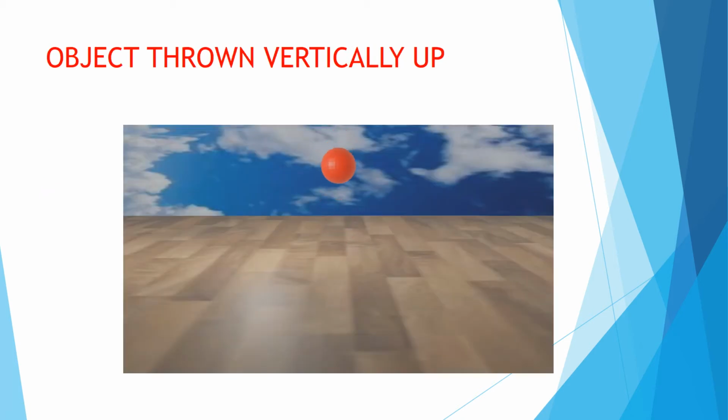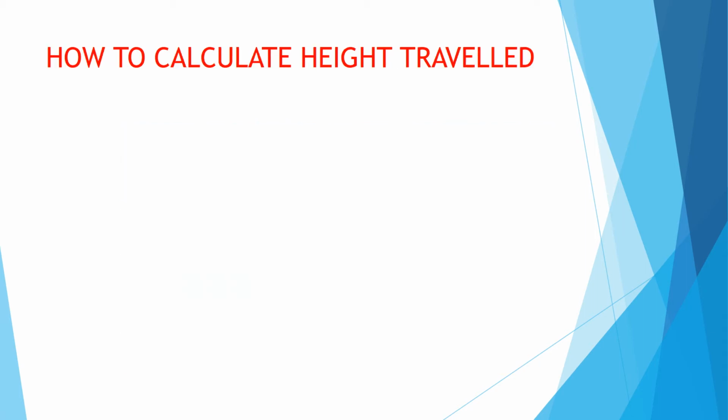Now let's begin the second type, which is motion under gravity. The first subdivision in this type is when a ball is thrown vertically up like this. The two things we need to find here are the height the ball reaches and the time taken. Now let us see how to calculate the height travelled.